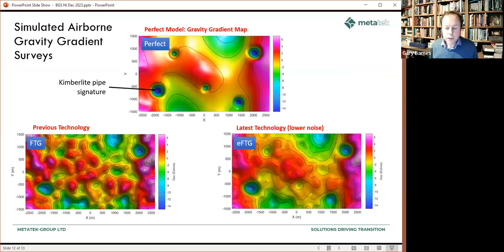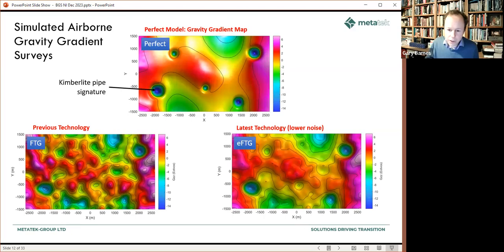And then what we can do with this is simulate an airborne survey. So on the top here, you see the perfect response. This is as though you've got perfect sampling. You know, the line spacing is essentially infinitesimally small. There's no acquisition pattern. It's perfect sampling. There's no noise in the data. This is the actual perfect response from that model.